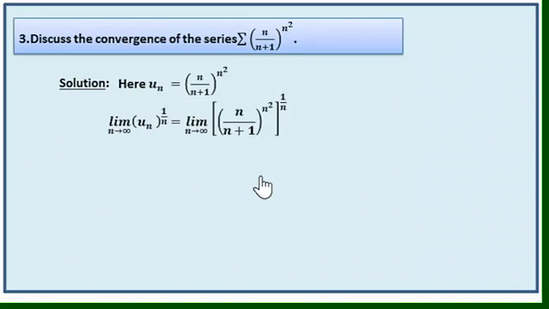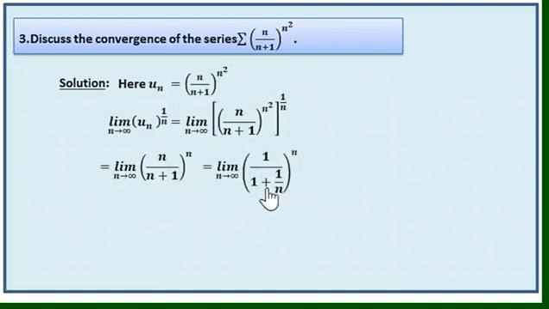Then in the next step, here we have n by n plus 1 to the power n square into 1 by n. So we have n by n plus 1 to the power n. Next, inside the bracket, here in the denominator, take n outside the bracket and write n into 1 plus 1 by n and cancel this n. We get 1 by 1 plus 1 by n whole power n. Next, take the limit as n tends to infinity. So limit, apply it on the numerator. So it is 1 power n is 1 only.